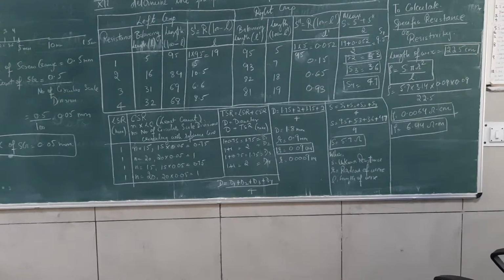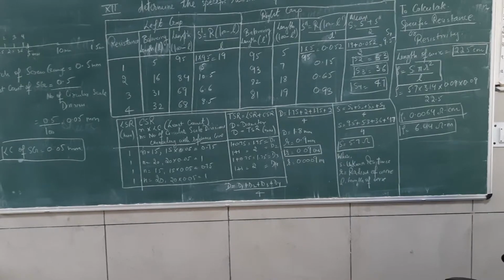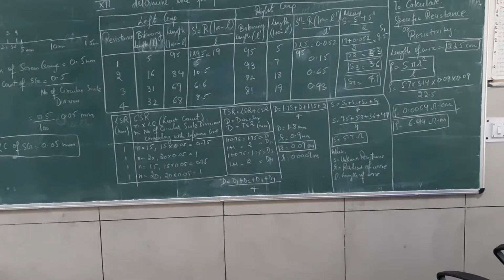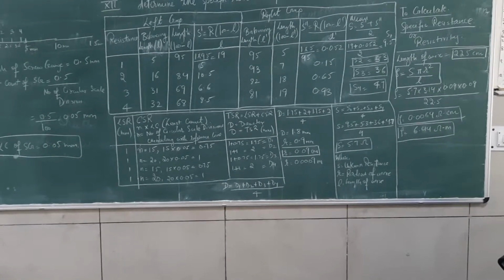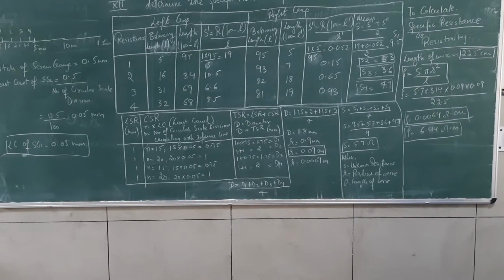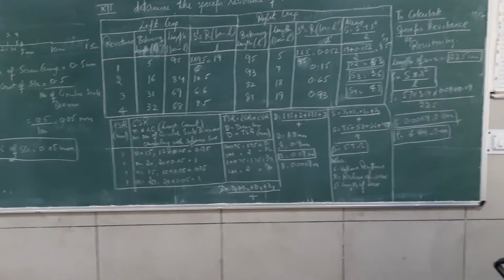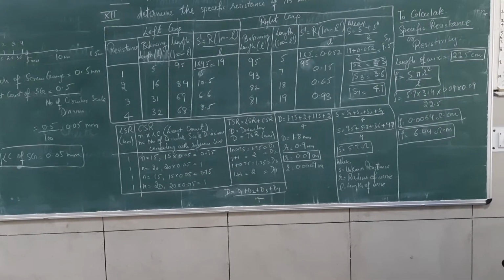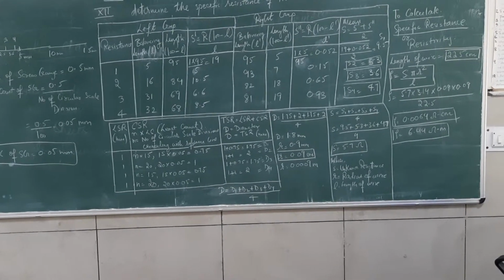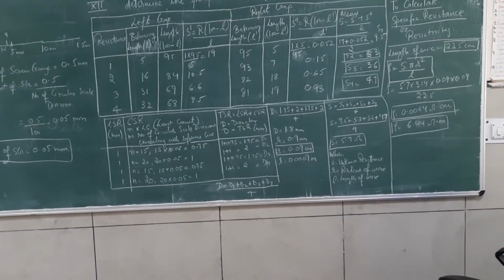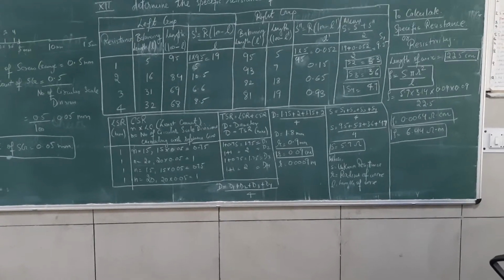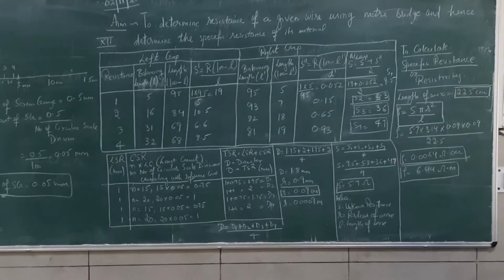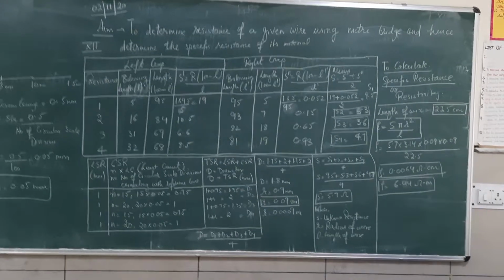First 1 ohm, 2 ohms, 3 ohms and 4 ohms. We had noted down the balancing lengths which came out to be 5, 16, 31 and 32. Then in the third column I have done 100 minus L. Then in the fourth column, what is the formula for unknown resistance? S dash equals R times (100 minus L) by L. As you can see, what is R? R is your 1 ohm.